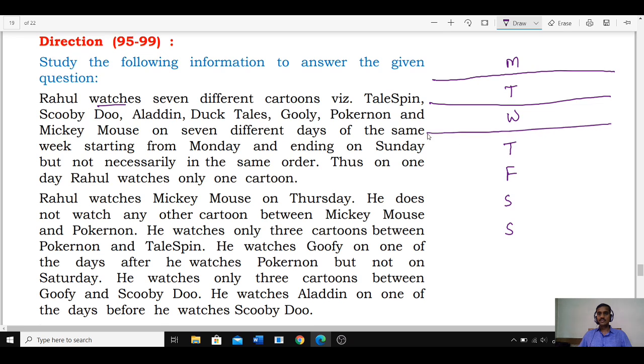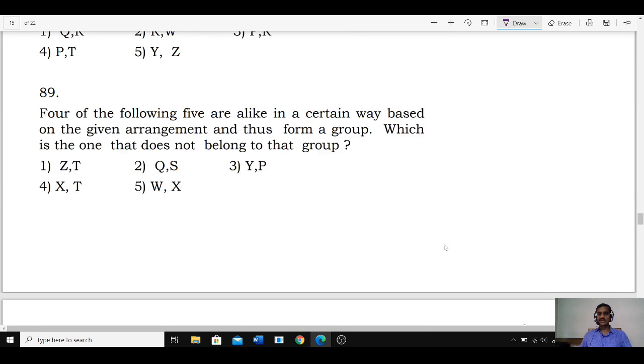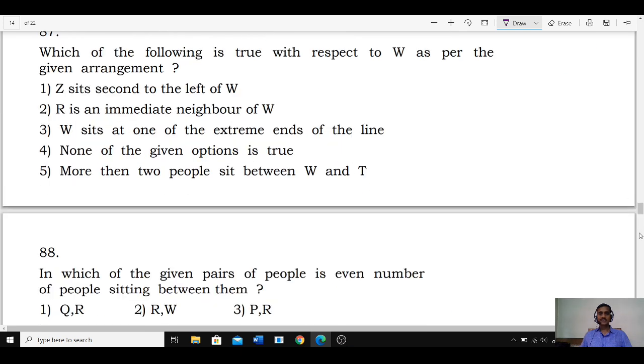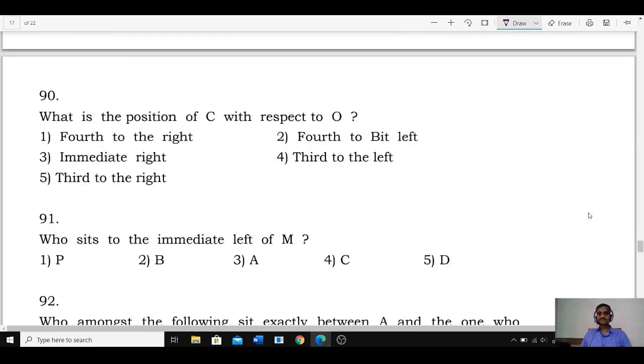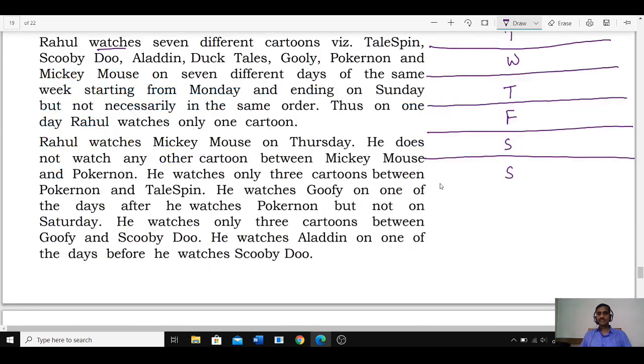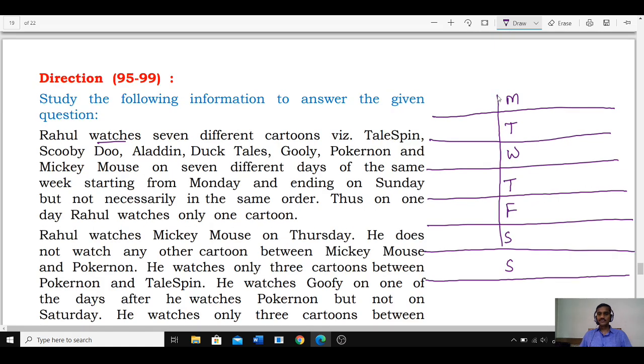Rahul watches these 7 movies on 7 different days, starting on Monday and ending on Sunday. Now we need to identify on which day he is watching which movie.